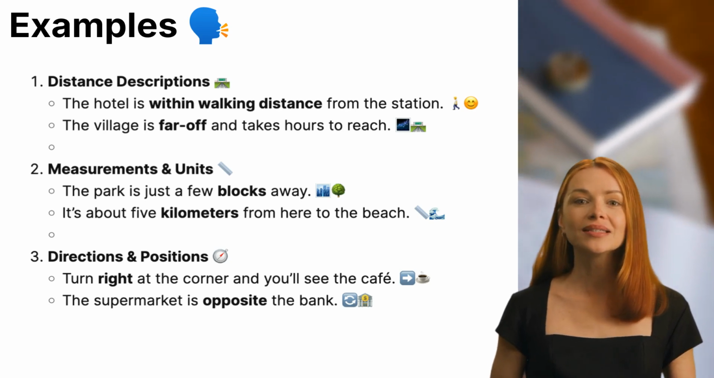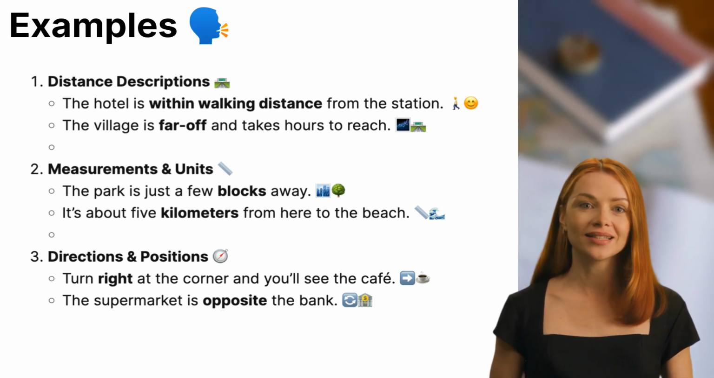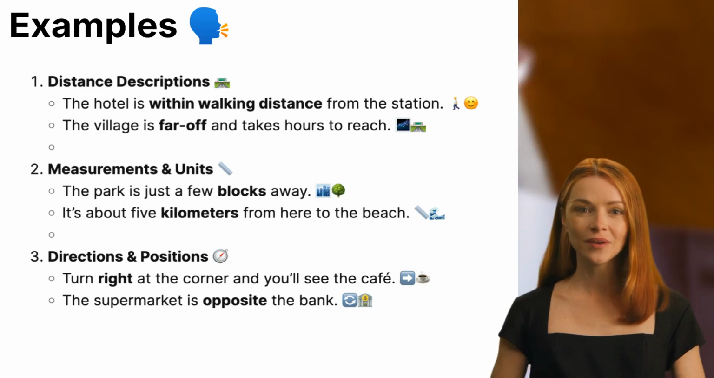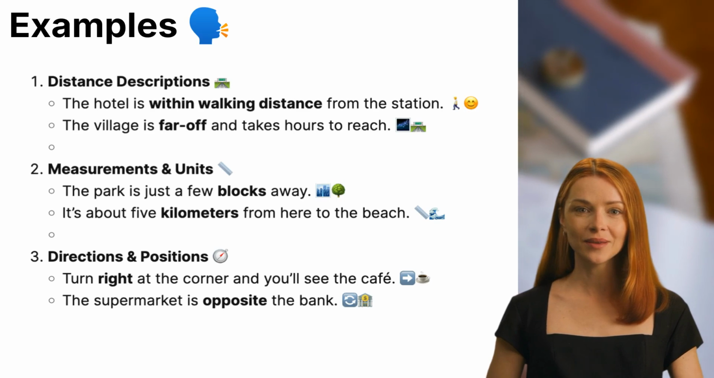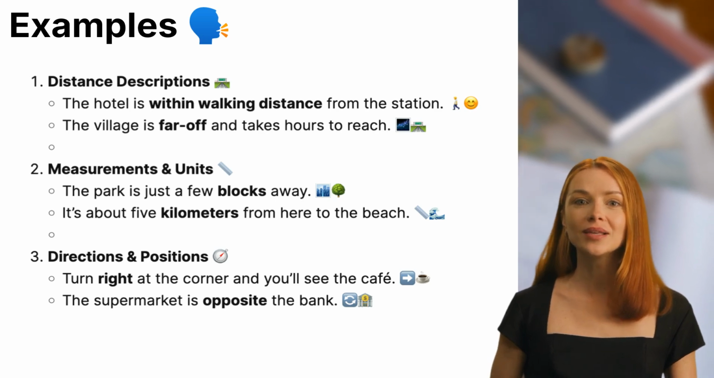3. Directions and positions. Turn right at the corner and you'll see the café. This is a simple and clear way to give directions. Phrases like turn right at the corner are very natural in daily conversations. The supermarket is opposite the bank. Opposite clearly shows that something is located directly across from another place.